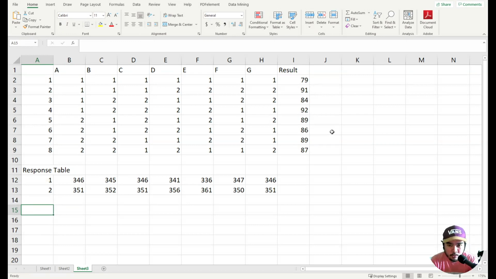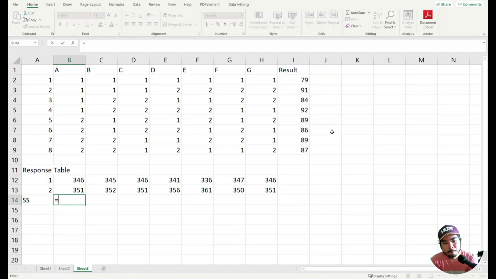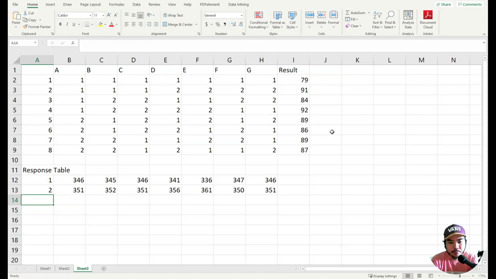We'll do, ano bang gagawin ko dito? Let's do SS equals, hindi, mali. Let's first do ano muna. Yung SST muna, SST.